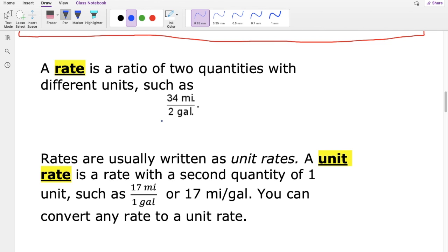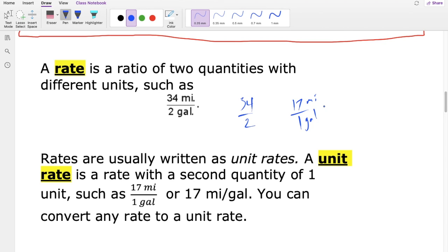A unit rate is where the denominator is the quantity of one. So your second quantity is 1 unit, meaning you just do the division here. 34 divided by 2 gives you 17. That means I can put that 1 in the denominator. So I'm talking about things per 1 unit of whatever the second quantity is. So we have 17 miles per 1 gallon.